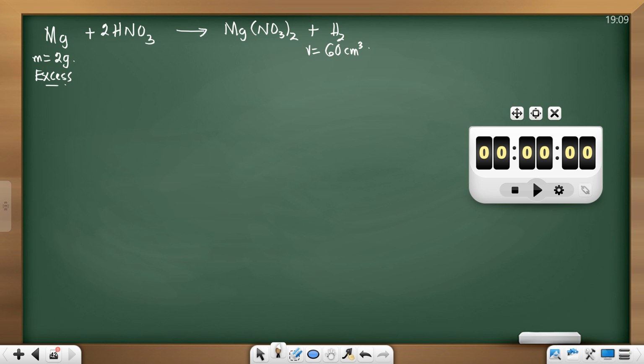You know what I would do? I would find what reacted. To find the mass that reacted, I would say number of moles is mass over molar mass. Do I know the molar mass? 24. Do I know the number of moles? Nope. So I will go to my hydrogen. Since I produced this, let's look for the number of moles of hydrogen gas.